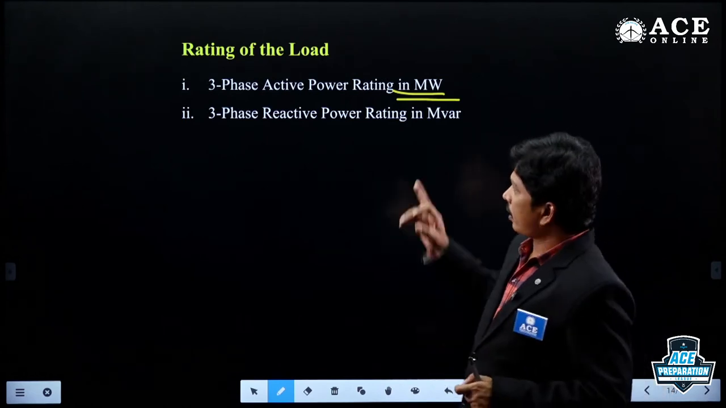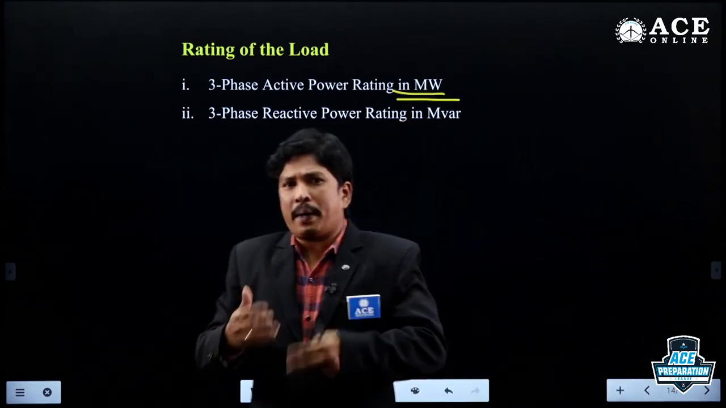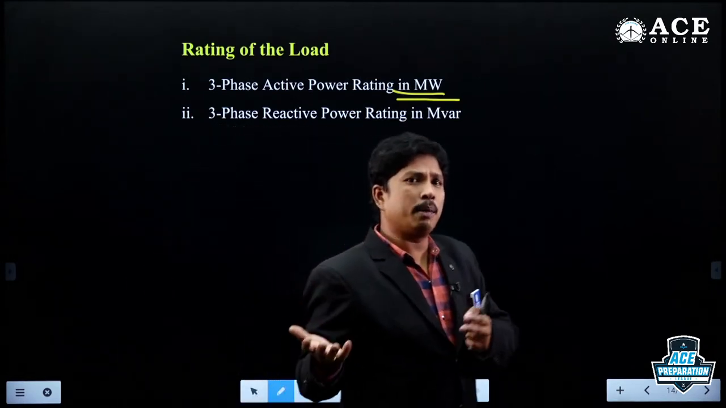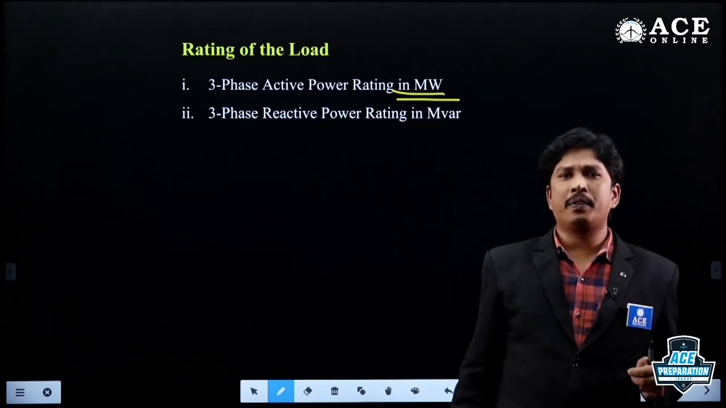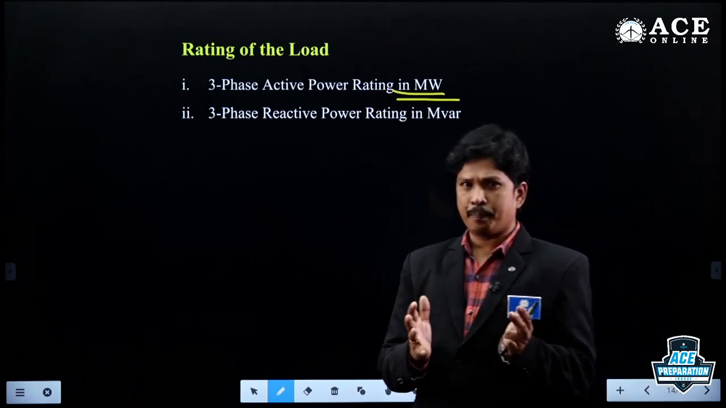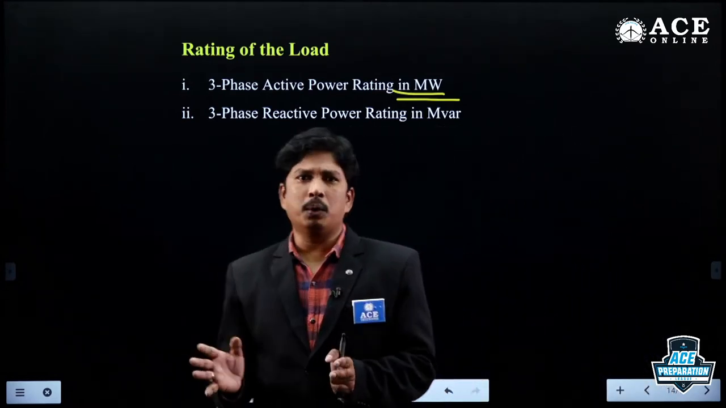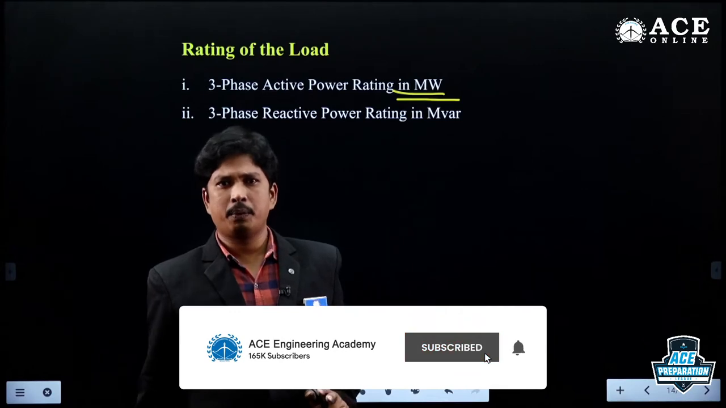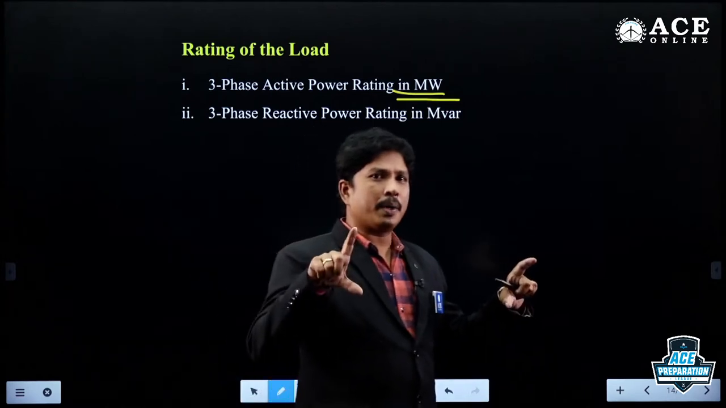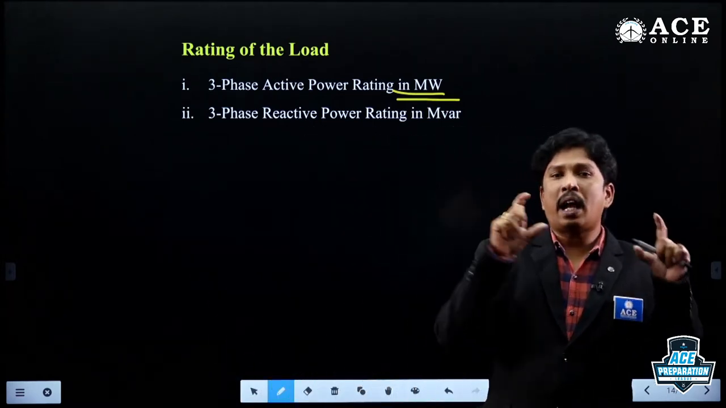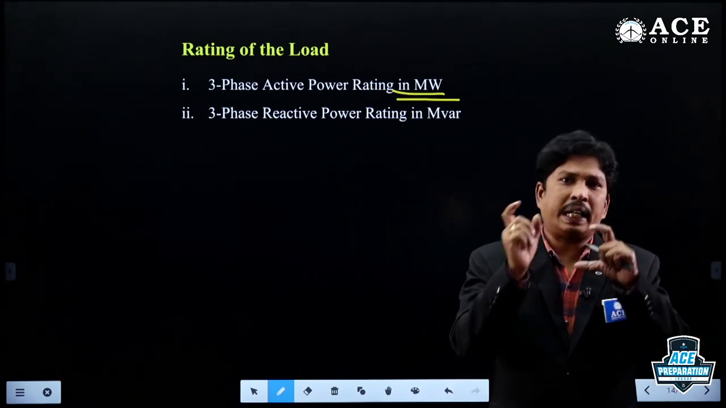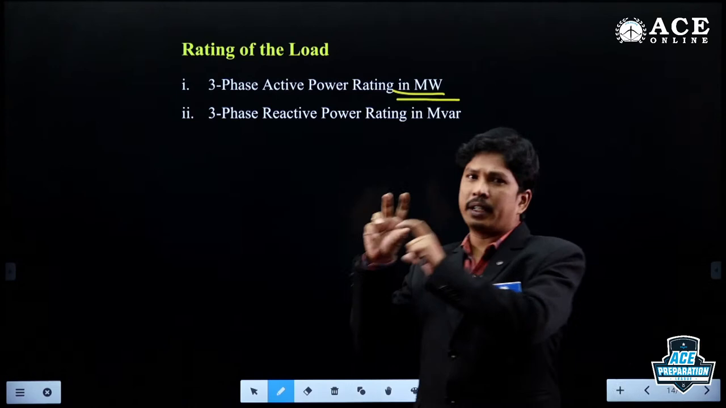And also, for the load, we can give the operating power factor. What is that? The load may be operating under 0.6 power factor lagging or unity power factor load or 0.8 power factor leading, like that we can give. Or otherwise, sometimes we can give the reactive power rating itself. Therefore, on the nameplate details of the load, active power and reactive power will be given, or active power and power factor will be given.